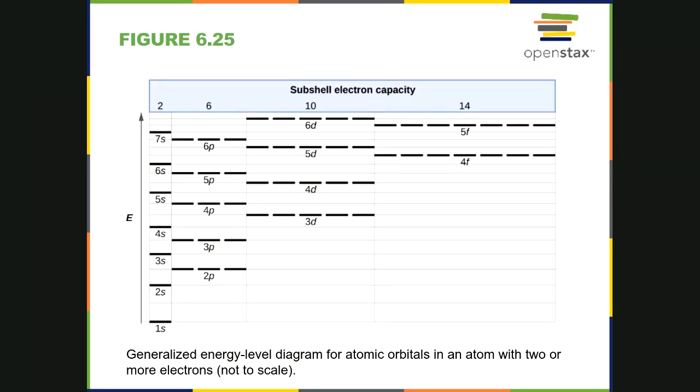So I showed this before. This is a generalized diagram for orbital sublevel energy levels starting from the lowest to highest. And the multiple lines just indicate all the different orbitals. And within a sublevel, all the orbitals are the same energy, so they're shown at the same height compared to the bottom of the graph.